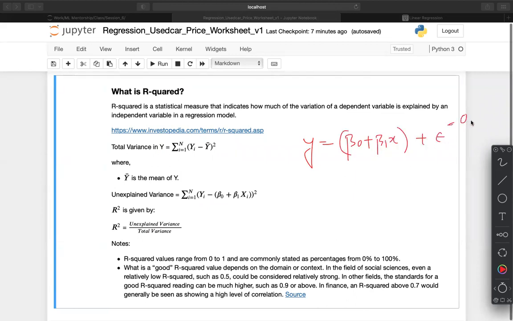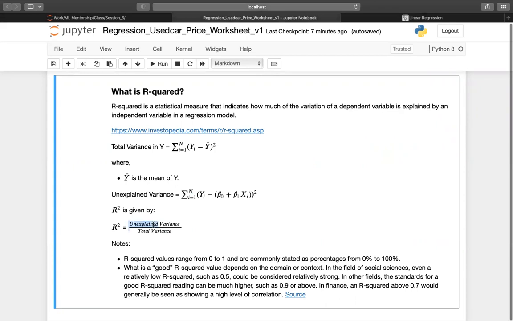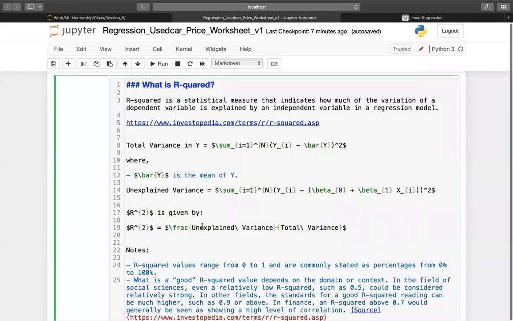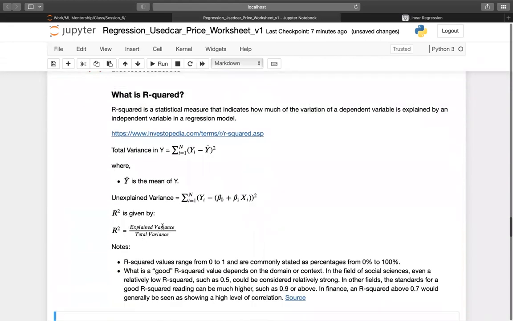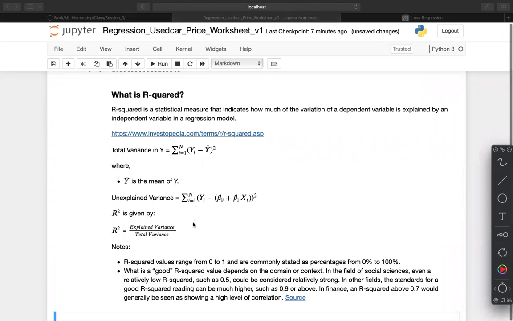If in the model, right, there is no error, error is equal to 0. Okay, I built such a perfect model that the error is 0. That means what? My unexplained variance is 0, against the total variance. Okay, so this is actually a little changed. This has to be the explained variance. Okay, this is not unexplained variance, this is explained variance. That means my error is 0. So the R square value will be 1.